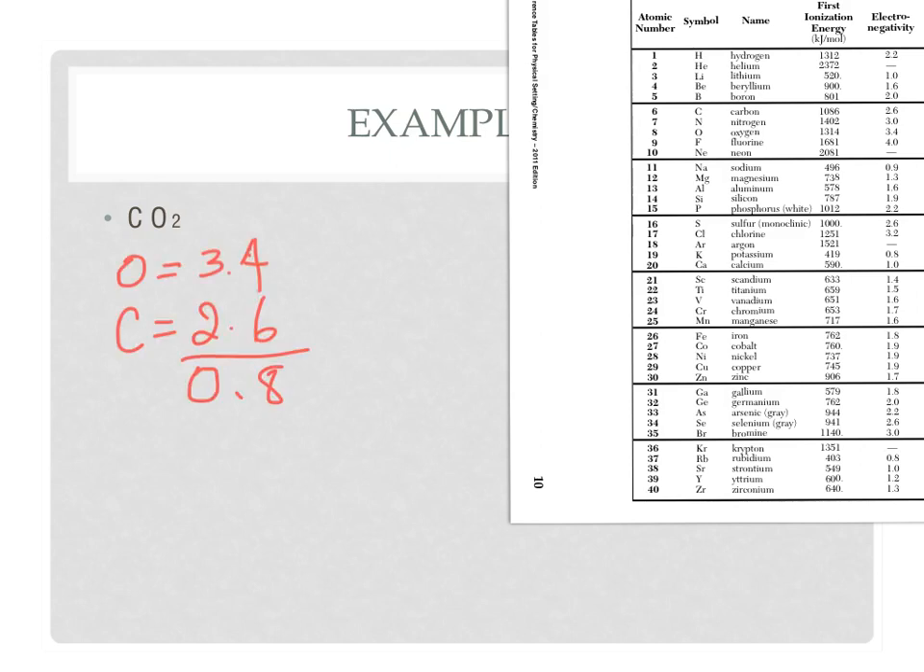So in this example, oxygen is 3.4, carbon is 2.6, and therefore the electronegativity difference is 0.8, which, because it's less than 1.7, makes it covalent, and because it's greater than 0.5, makes it polar. So this is a polar covalent bond.